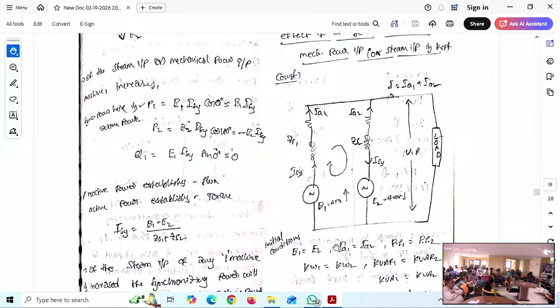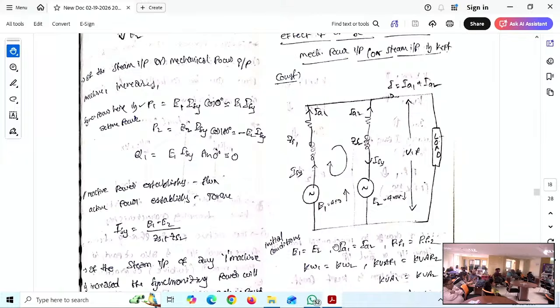Can I have any guess from you: if prime mover input changes, what can change? Yes, it may in turn cause a change in frequency. A change in frequency may differ in terms of E1 and E2. E1 and E2 must be constant. Now I am not changing excitation. Excitation is quantitatively E equal to 4.44, directly proportional to flux, and I am keeping the flux constant. So E1 and E2 are now constant.